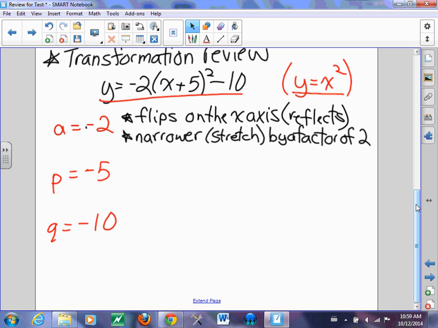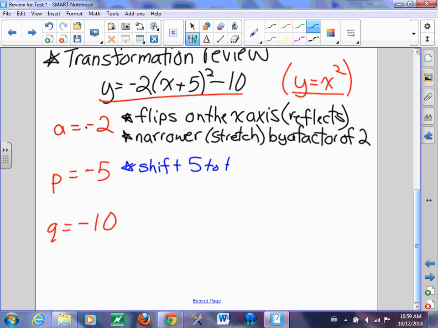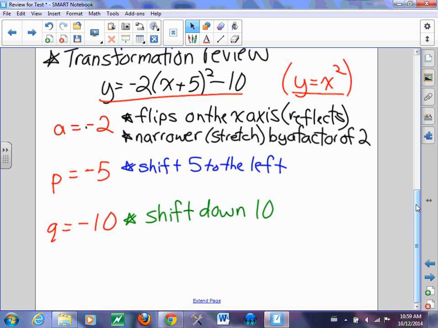Okay? P, let's take a look at P. P is negative 5. So P does your either horizontal shift left or right. Notice P is negative, so you're going to shift 5 to the left. Okay? And Q, ladies and gentlemen, Q is your up-down movement. And since it's negative, it says we're going to go down, so we're going to shift down 10. So that's how you describe your transformations, ladies and gentlemen.